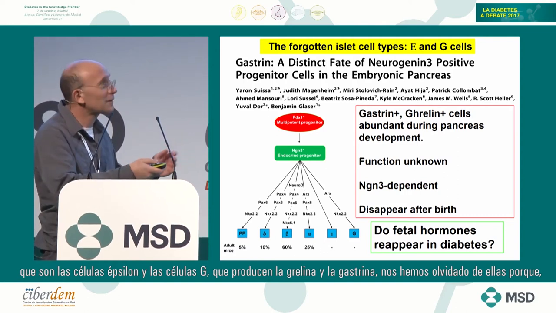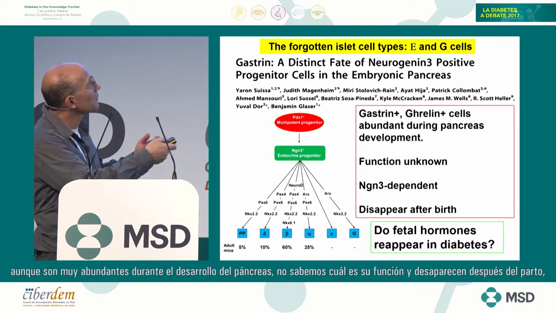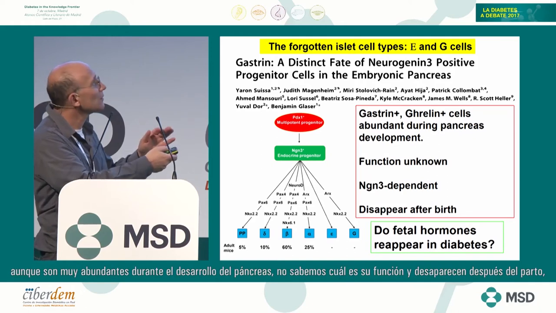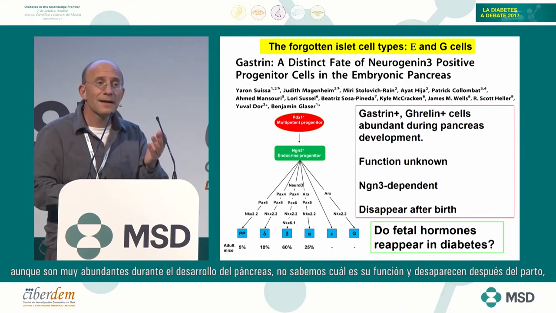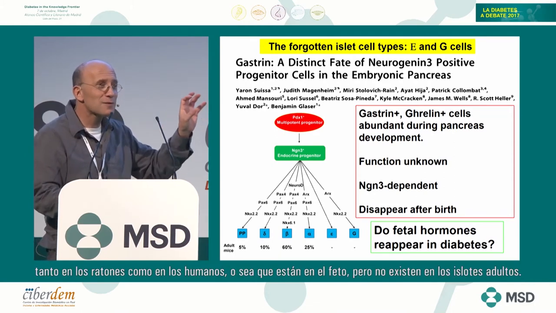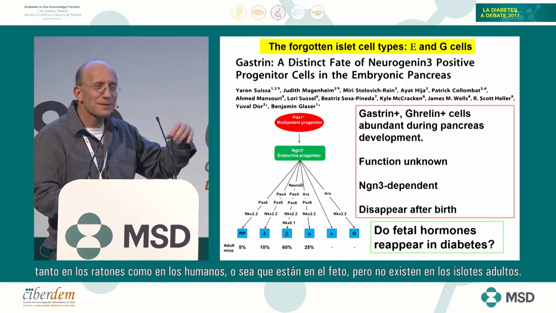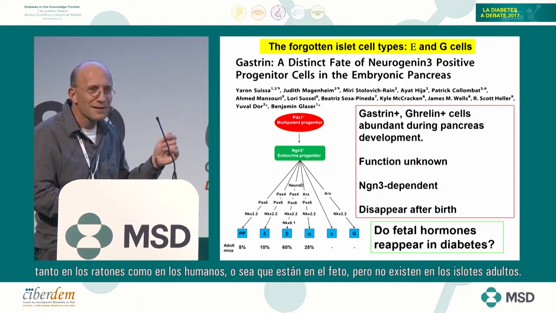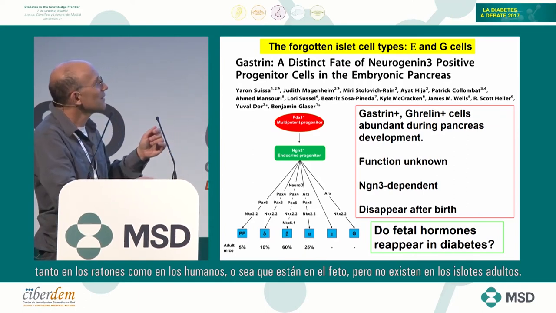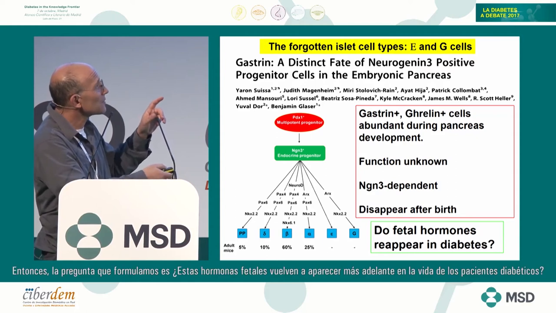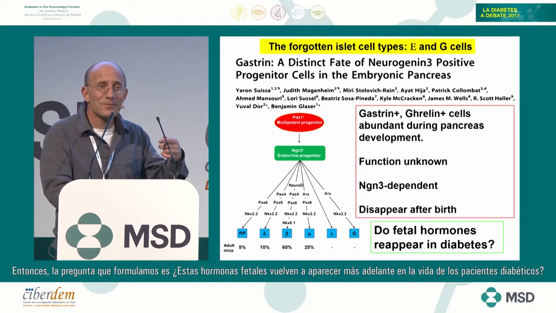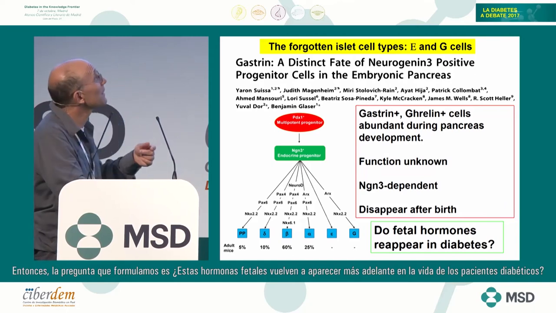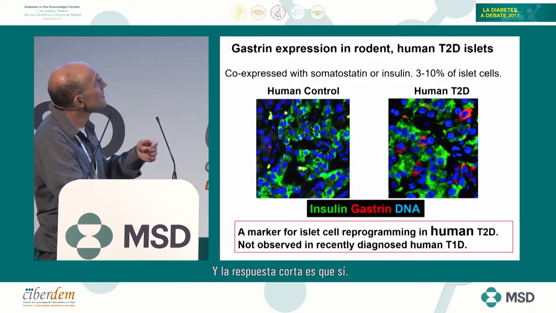We kind of forgot about them because, although they are abundant during pancreas development, we don't know what they do, and they are gone after birth in both mice and humans. So they are hallmarks of fetal islets, but they don't exist at all in adult islets. So we ask a question: do these fetal hormones reappear later on in life in diabetes? And the short answer is yes.